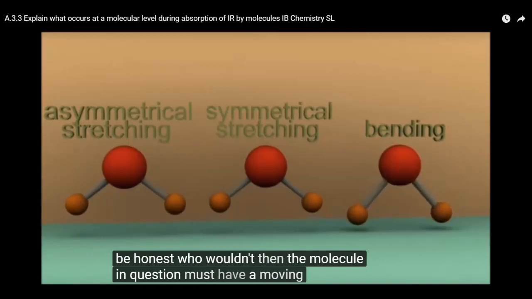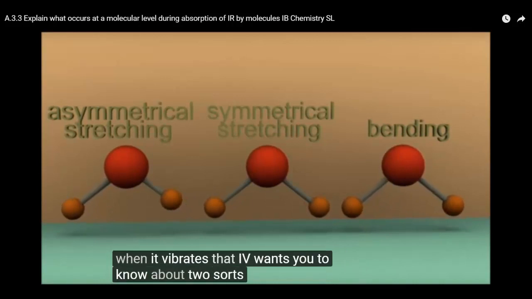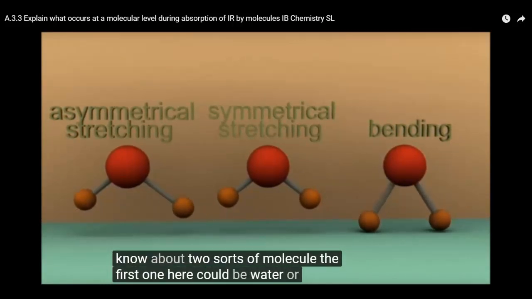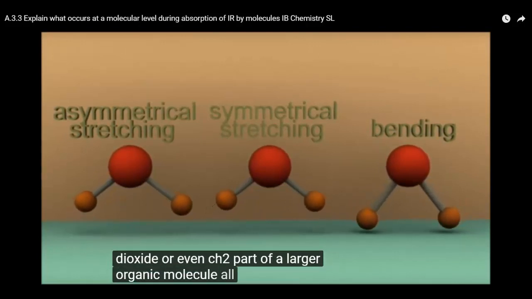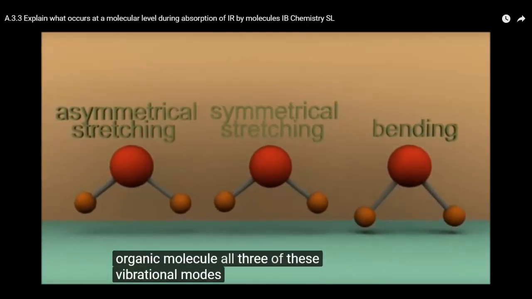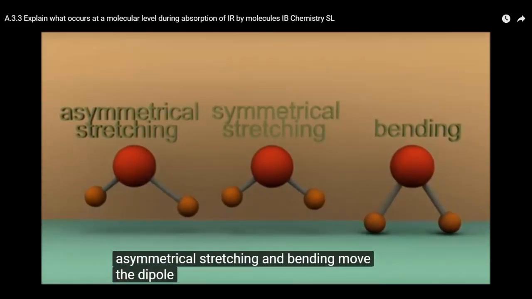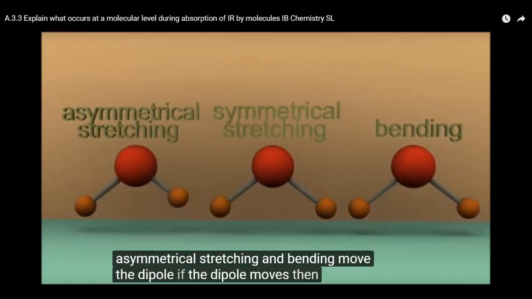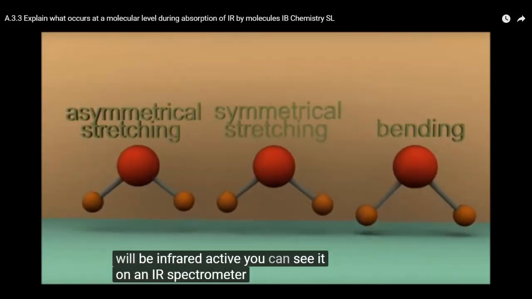Must have a moving dipole when it vibrates. The IB wants you to know about two sorts of molecule. The first one here could be water or sulfur dioxide or even CH2, part of a larger organic molecule. All three of these vibrational modes, symmetrical stretching, asymmetrical stretching and bending, move the dipole. And if the dipole moves, then this will be infrared active. You can see it on an IR spectrometer.